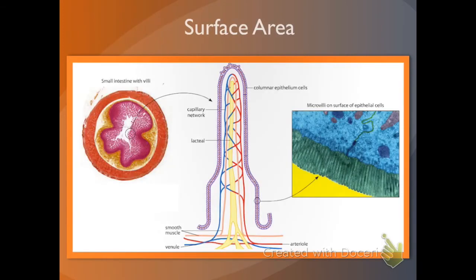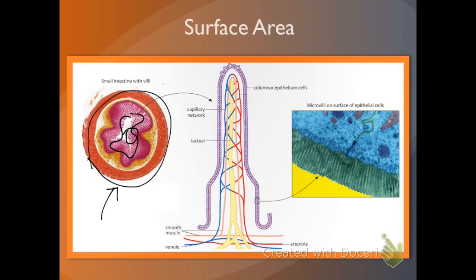So let's take a closer look at this inner surface area. This first diagram is just a cross section of the small intestine, and you can see that muscle layer. You can see that it is actually folded on the inside. That increases the surface area, and then what we're looking at here are the villi. The villi are interesting. They've got a lot going on. They are little finger-like structures that stick out into the interior of the small intestine.